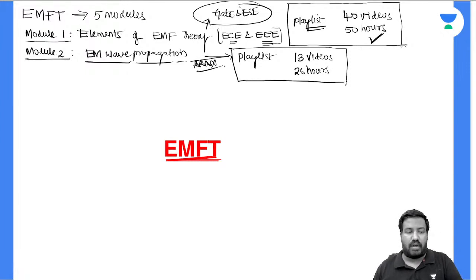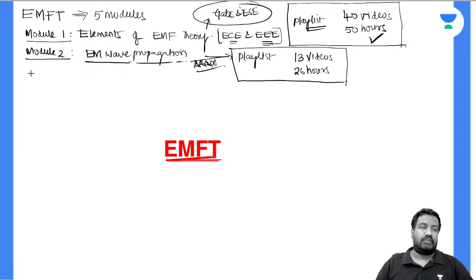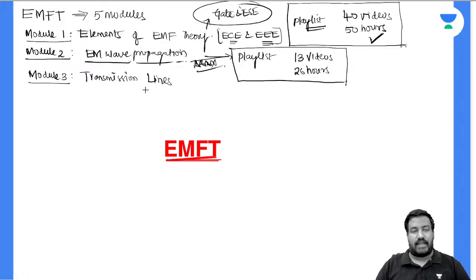After EM wave propagation is done, we will go for transmission lines. Is that clear? This is what I was talking about. Module 3, Transmission lines, will start this weekend. Once EM wave propagation is done, we'll start transmission lines. One more very important module and very easy module.